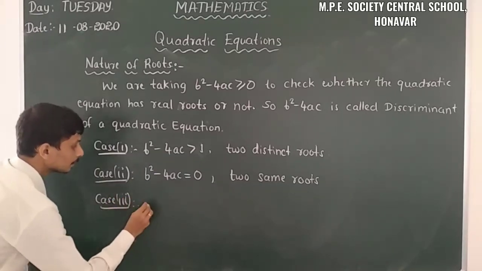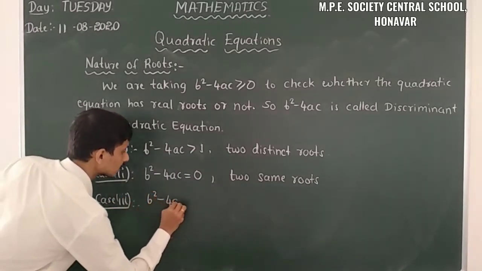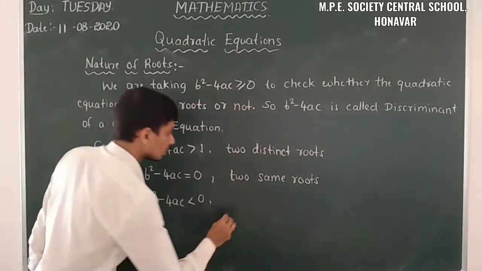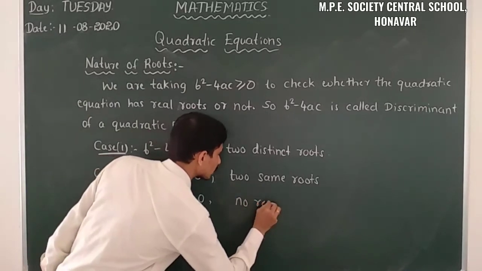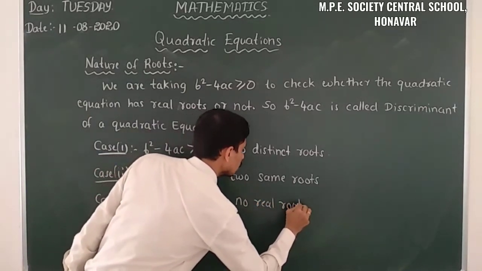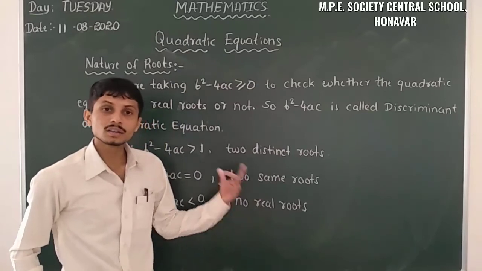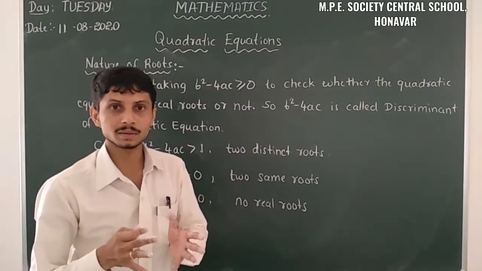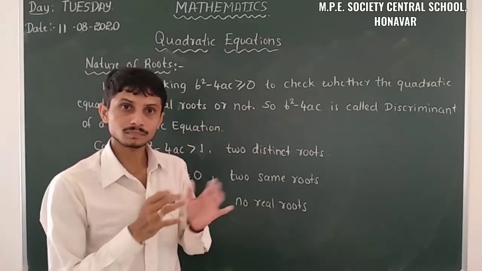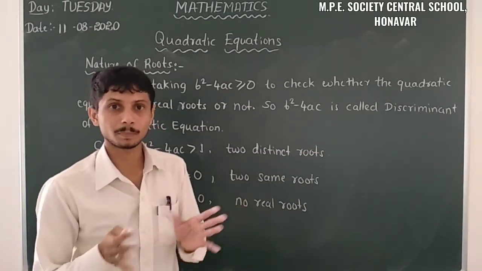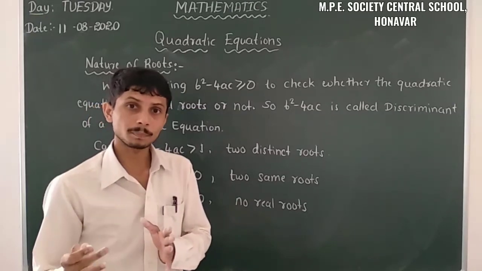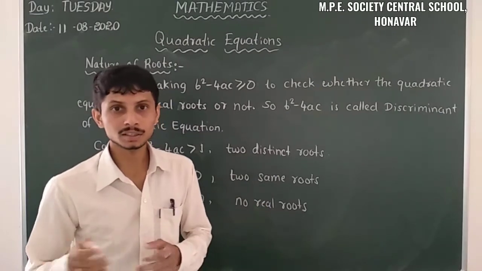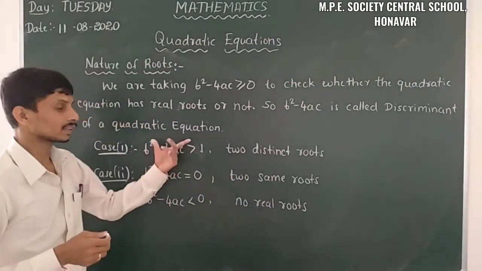Here b square minus 4ac is less than 0, which means there are no real roots. We got complex roots there. The complex number system is completely different from the real number system. That's why we are taking these three cases.